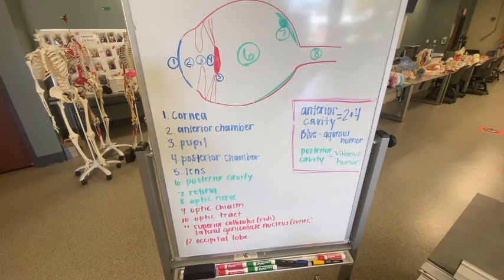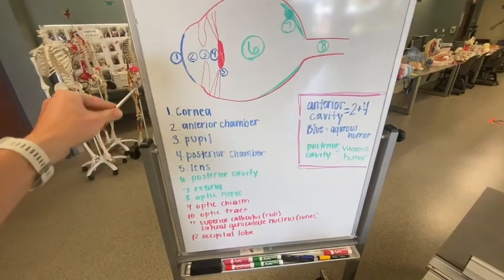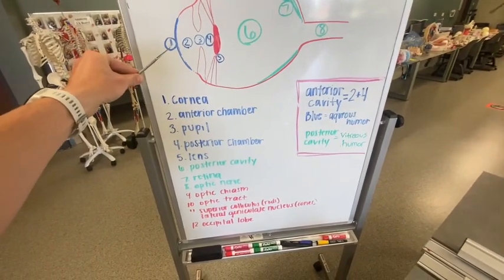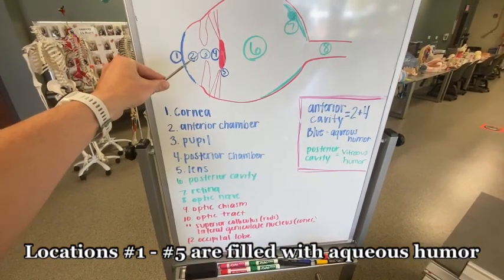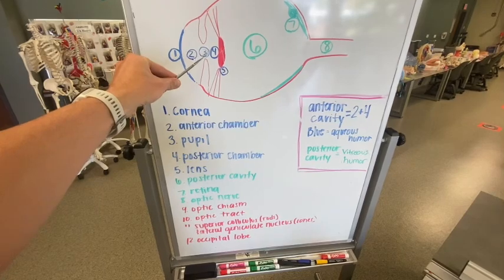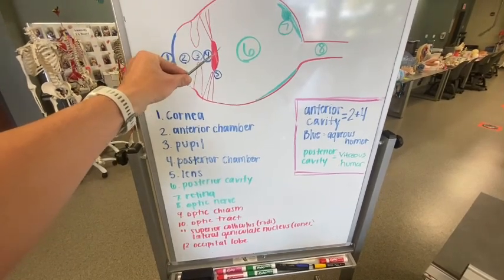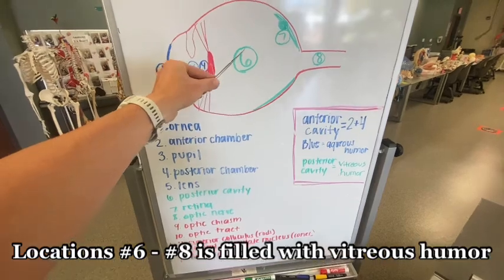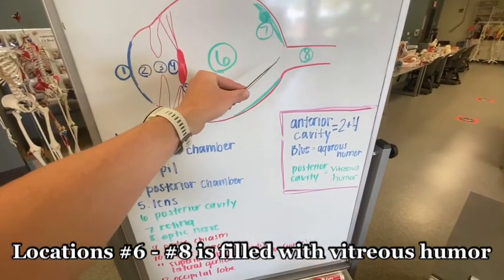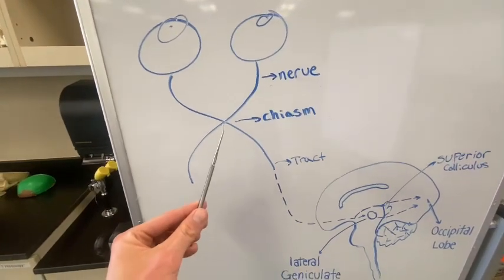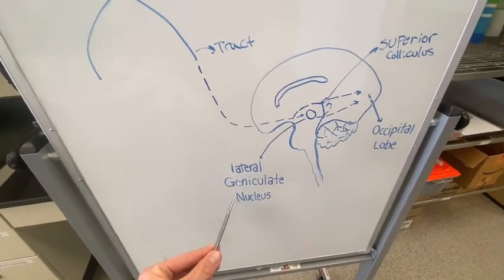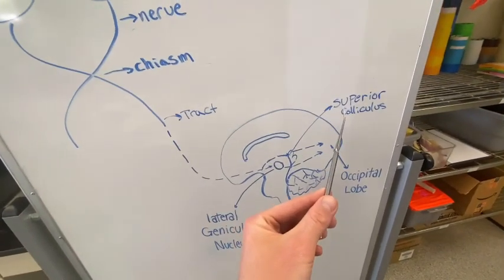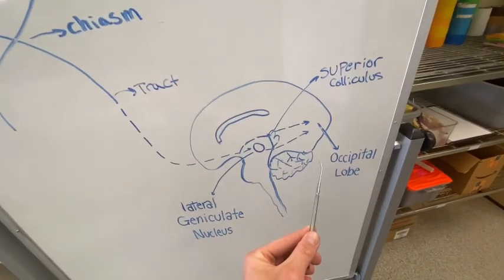Here's a summary of what was just mentioned. Light would first travel in through the cornea, then the anterior chamber, then through the pupil, then through the posterior chamber, then through the lens, posterior cavity, the retina, optic nerve, over to the optic chiasm, optic tract, lateral geniculate nucleus for colorful light, superior colliculus relay center for black and white light, and then the occipital lobe.